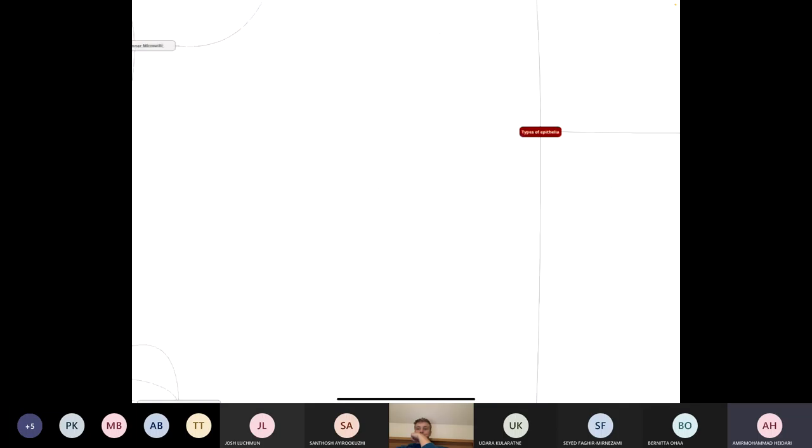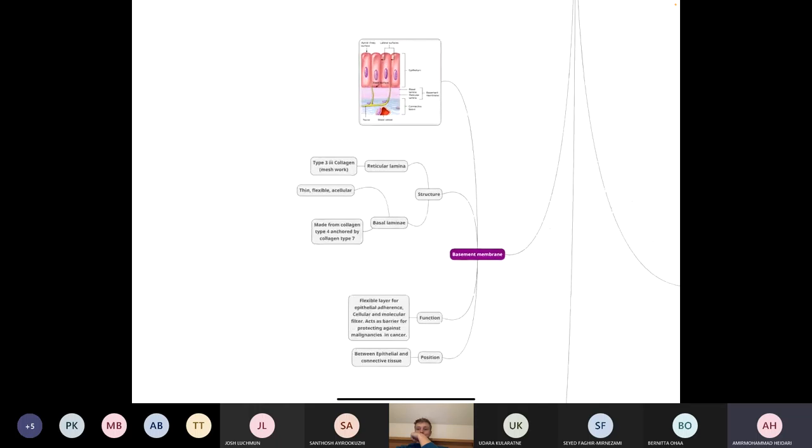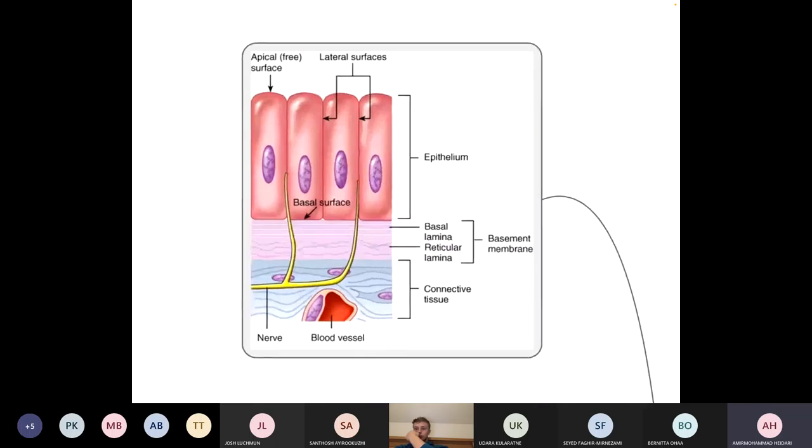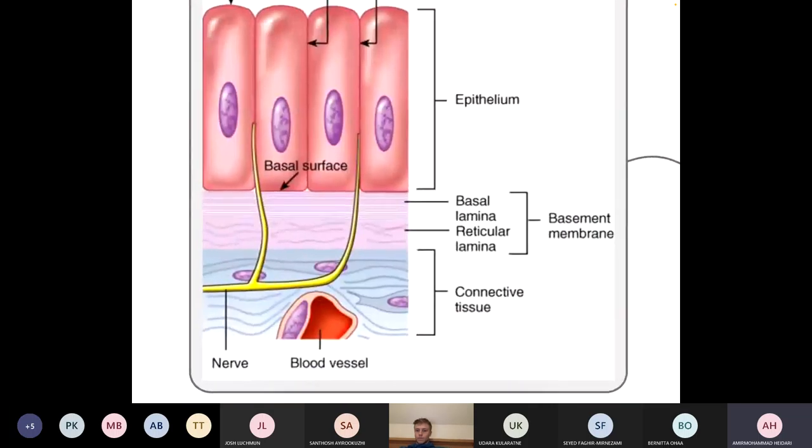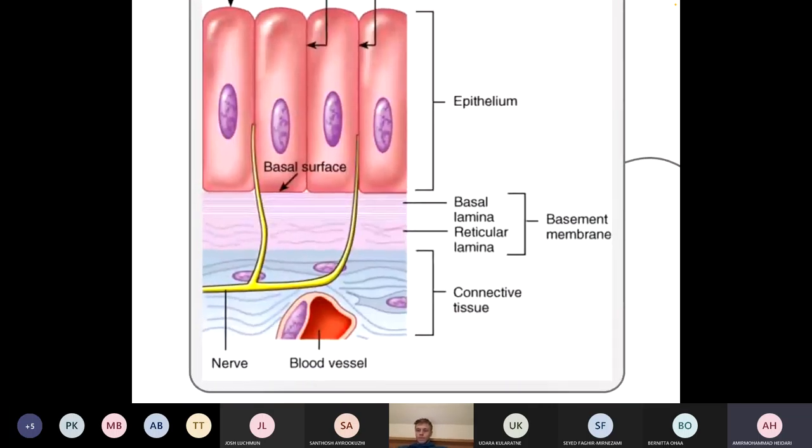The thing that really matters is this part, but I'm going to go over the basement membrane, which I find really good to understand because they like to bring this up a lot. So the basement membrane basically connects the epithelium, the very bottom cells of a multi-layered epithelium, to the connective tissue below. It is divided into two parts: the basal lamina, which is at the top, and the reticular lamina, which is at the bottom.